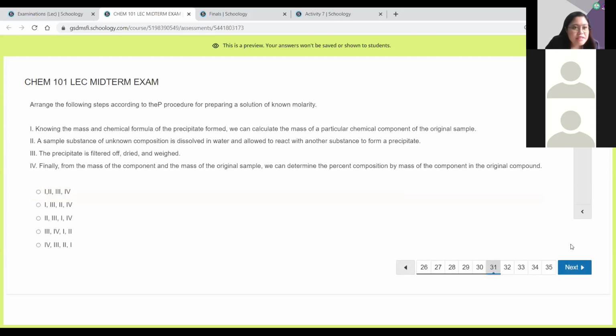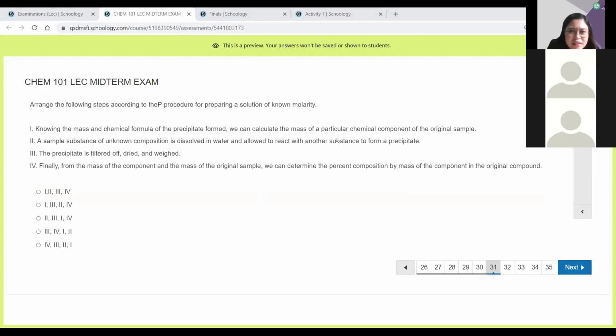Next, arrange the following steps according to the procedure for preparing a solution of known molarity. It's repeated already. Ay, what is this? Sorry class, I'm not the one who made the exam. I have not memorized it. This was made by Ma'am Charm.